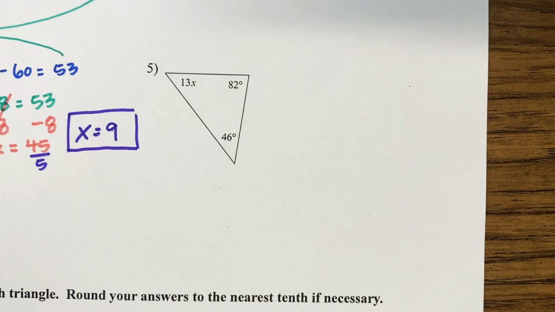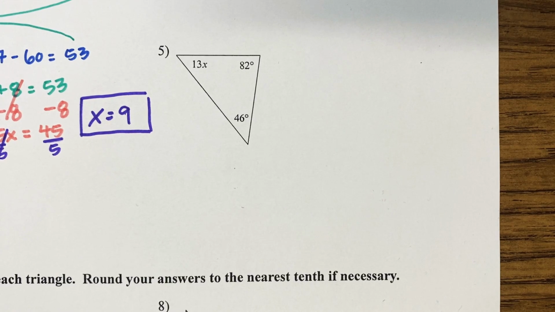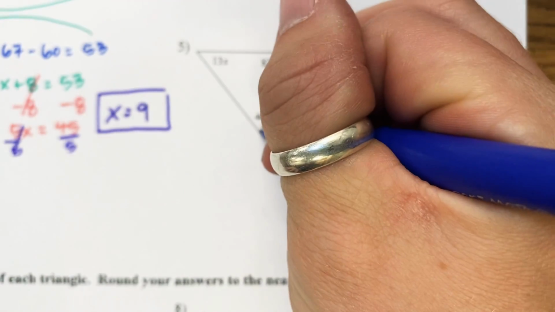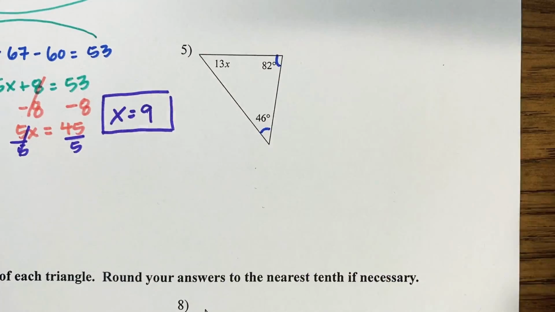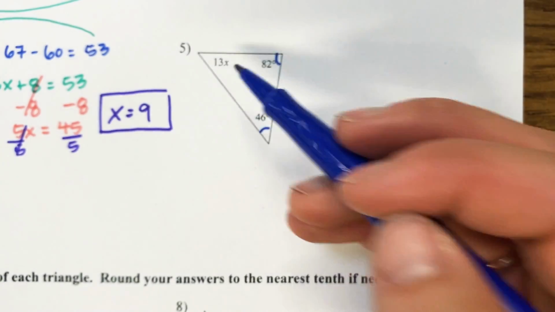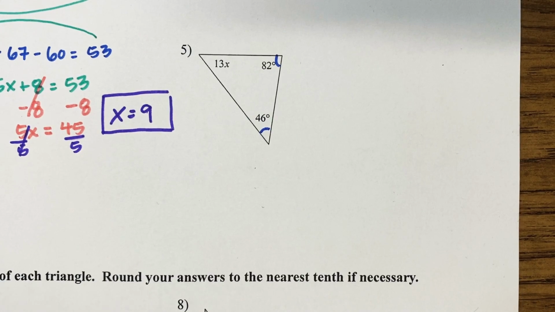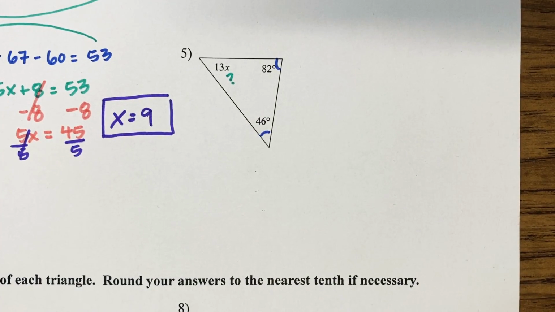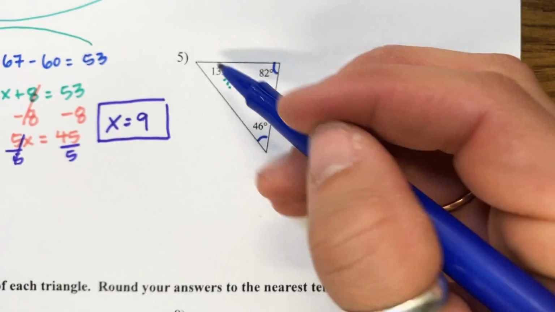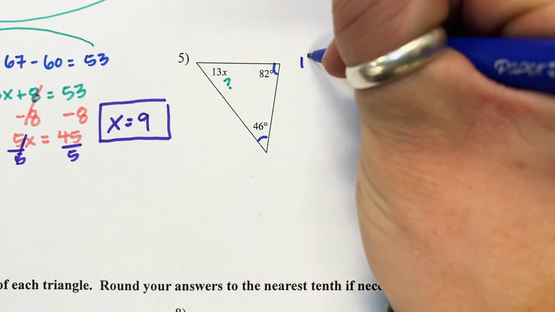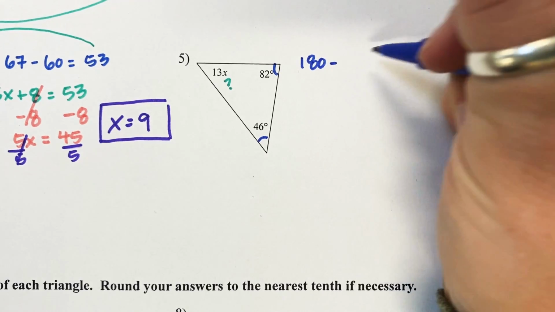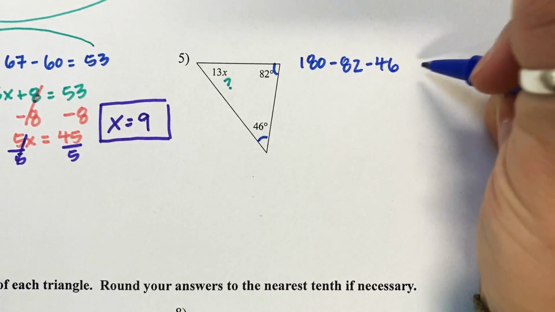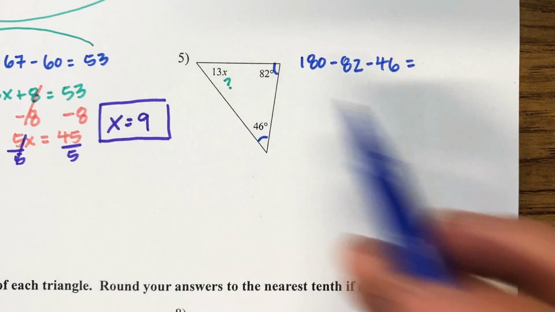Okay, let's do the same thing for number 5. First let's identify the two angles that it actually gives us, the degrees that we know. So we know 46 degrees and we know 82 degrees. We need to figure out that third degree. Remember, we're just going to replace that with a question mark, just like on numbers 1, 2, and 3. We're going to take our total number of degrees in a triangle, which is 180, subtract the two angles that it gives us, 82 and 46, and what is that third angle going to be?